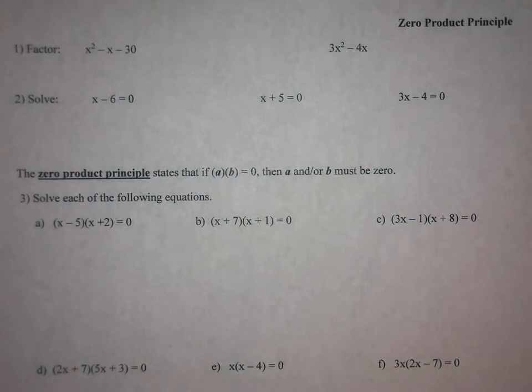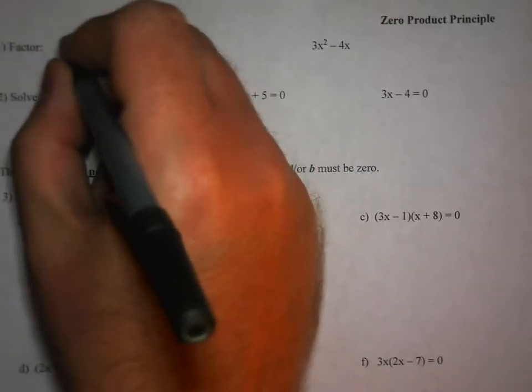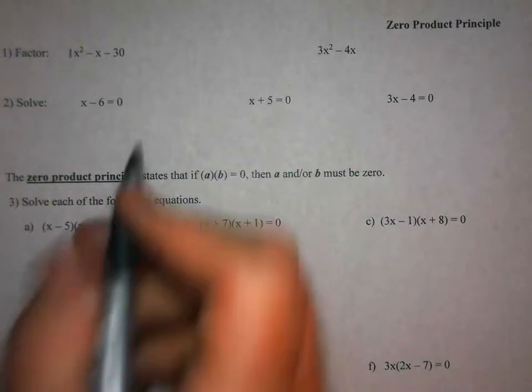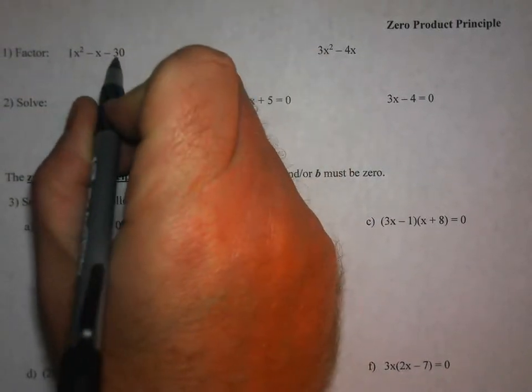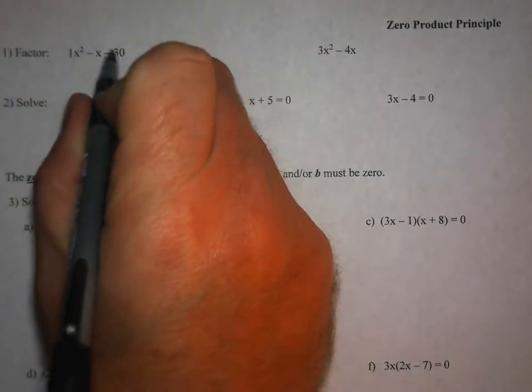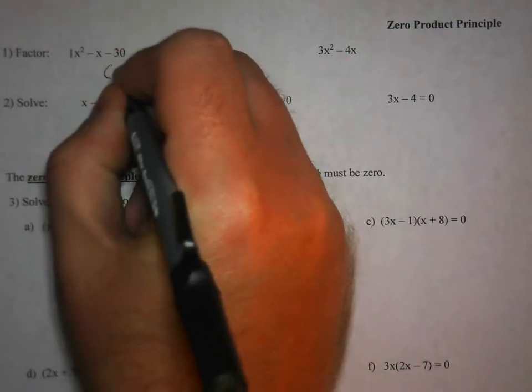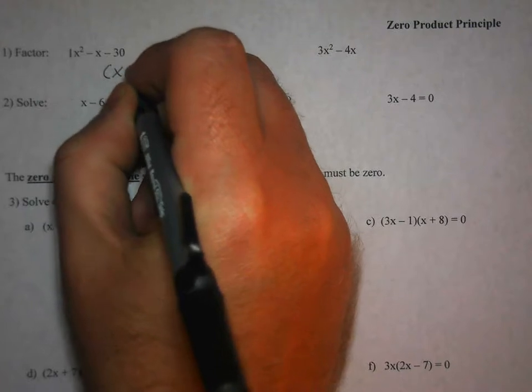We're going to look at the zero product principle. First, we're going to factor x squared minus x minus 30. So this is the trinomial with a equal to 1. So we have to find two numbers that multiply to negative 30 and add to negative 1. So I would expect you to be able to do this.